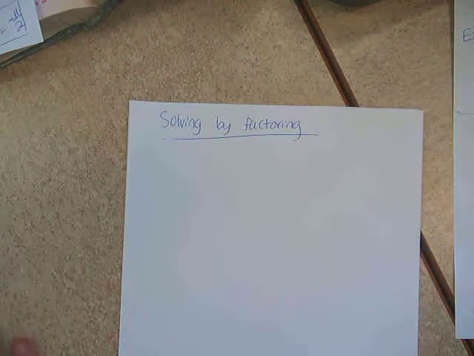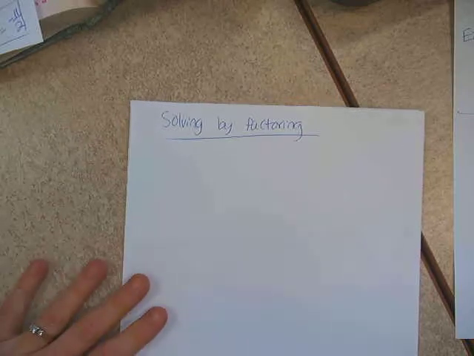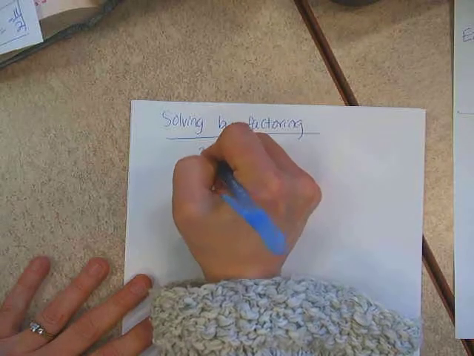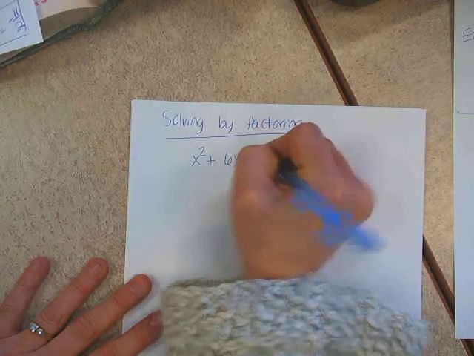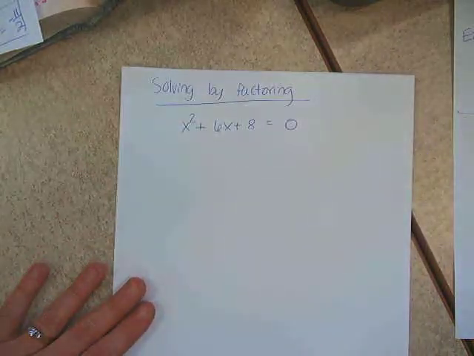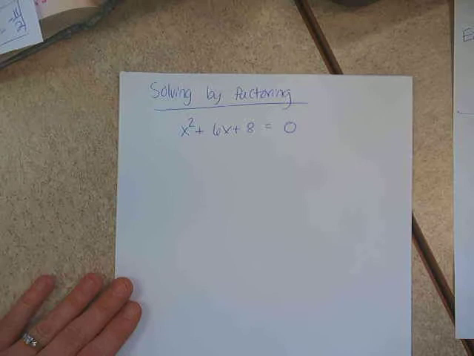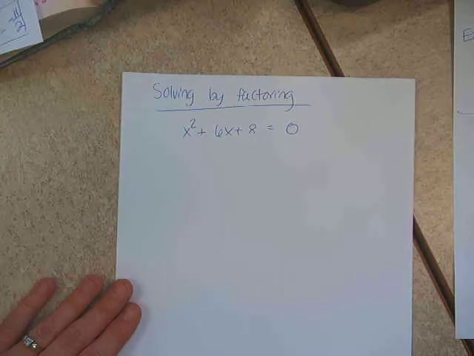So part 1 video included actually applying the zero product property. Part 2 is going to be the full solving by factoring. So we're going to start with an easy one to factor. And you can use as much of the process as you need to, or as little as you need to.